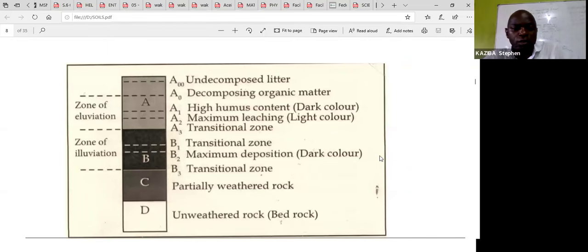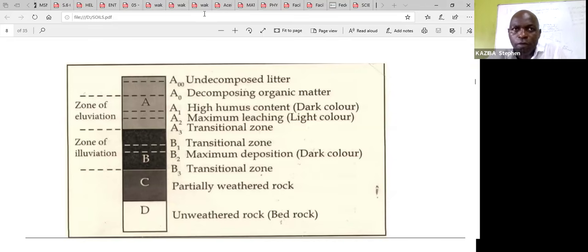Now, the same factors of soil formation are the same factors of soil profile. Maybe what I forgot to tell you is that when they say soil types, they mean zonal, intrazonal.